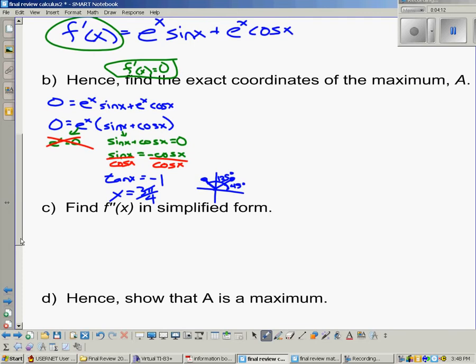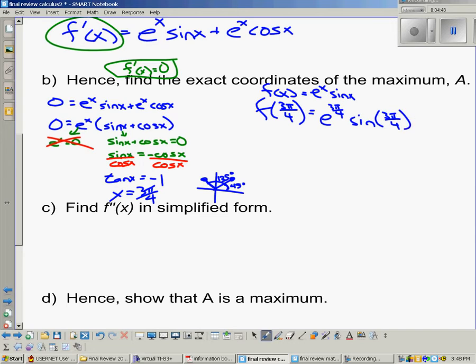Okay, read the question carefully. Find the coordinates of the maximum A. So this might be a 5 or 6 marked question. You'll only get part marks if you write the x value only. If we want to find the coordinates, we need the y value as well. So we need to find the original function at 3 pi over 4. Okay, the original function was e to the x sine x. So this will be e to the 3 pi over 4 times sine of 3 pi over 4.